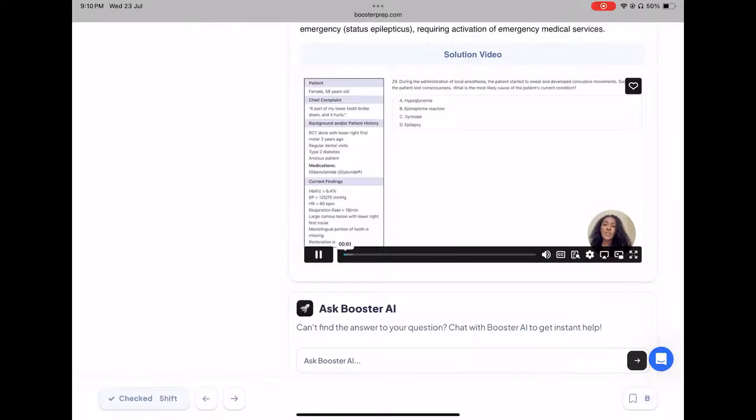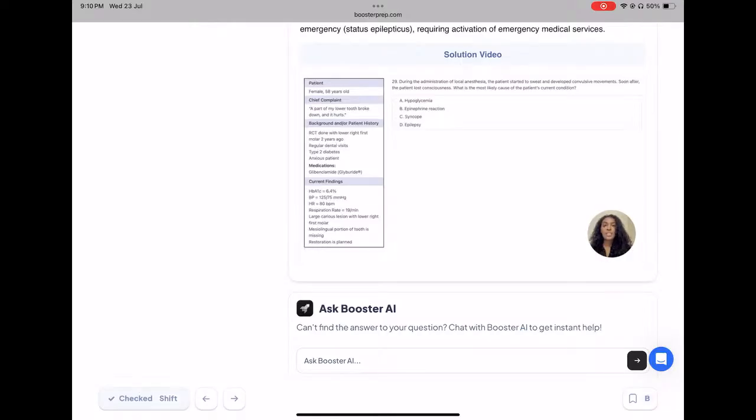Question 29 reads, during the administration of local anesthesia, the patient starts to sweat and develop convulsive movements. Soon after the patient loses consciousness, what is the most likely cause of the patient's current condition? So option A reads hypoglycemia. This is low blood sugar.